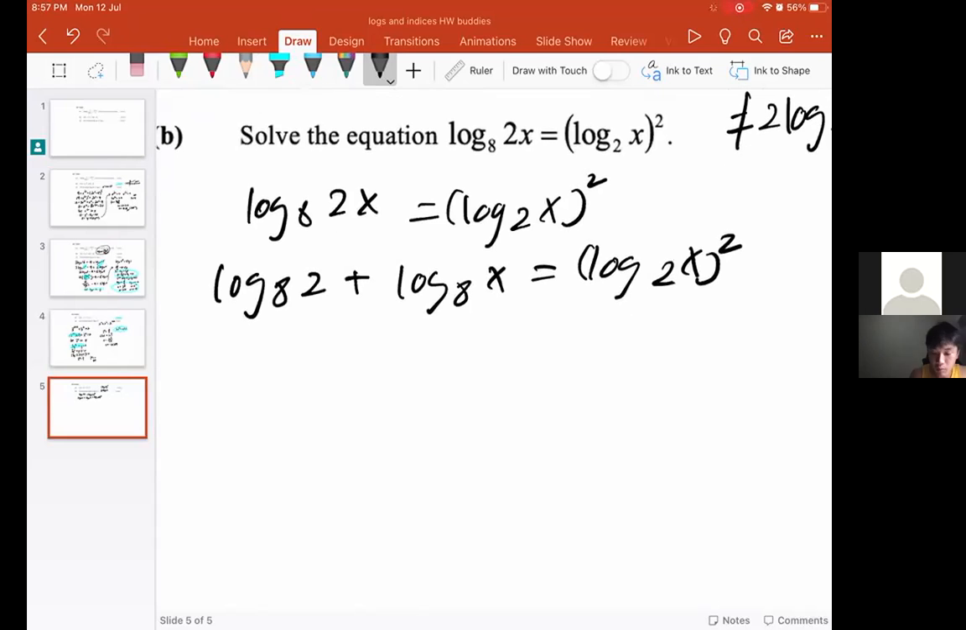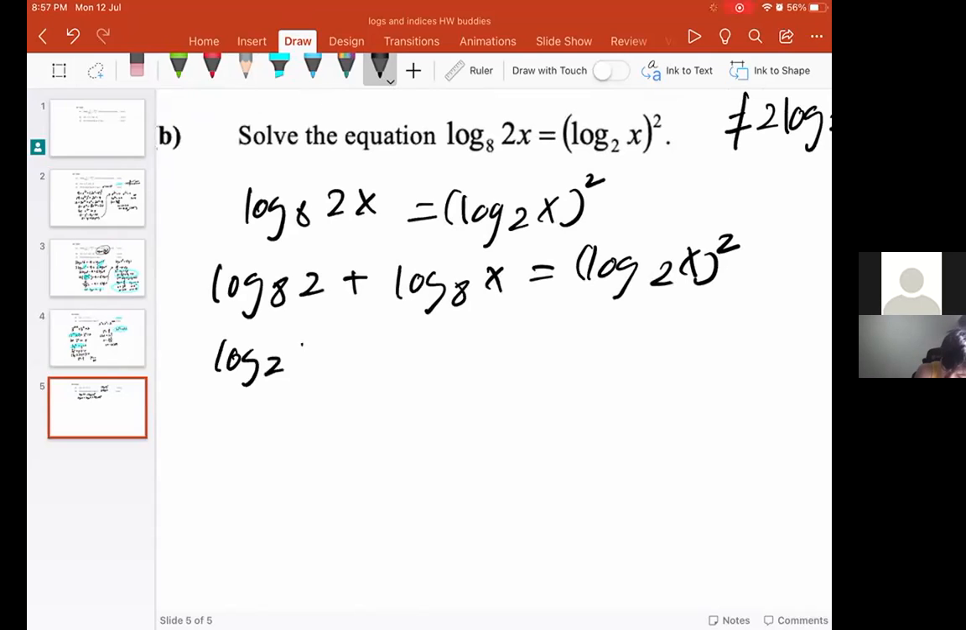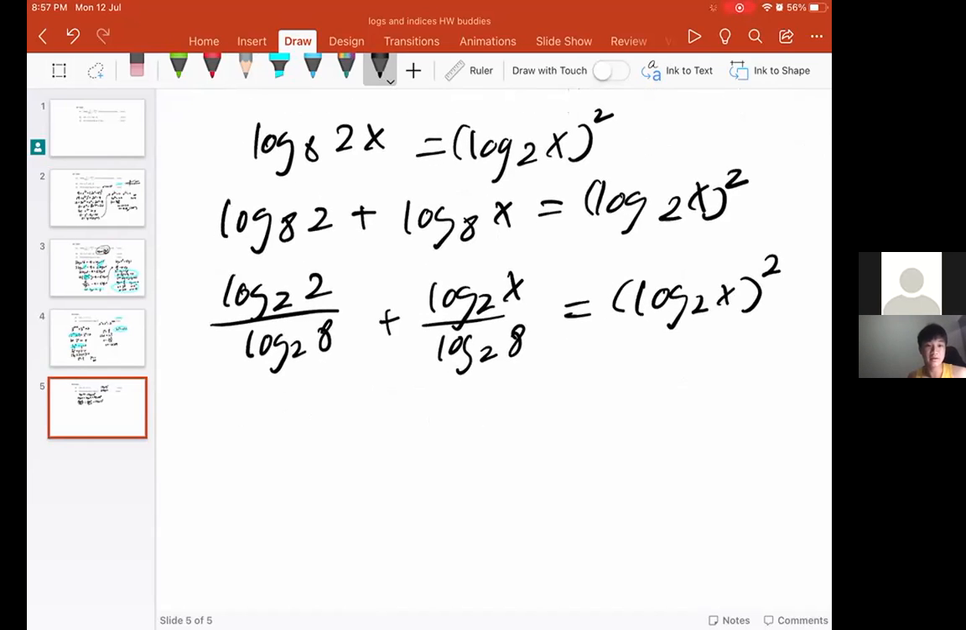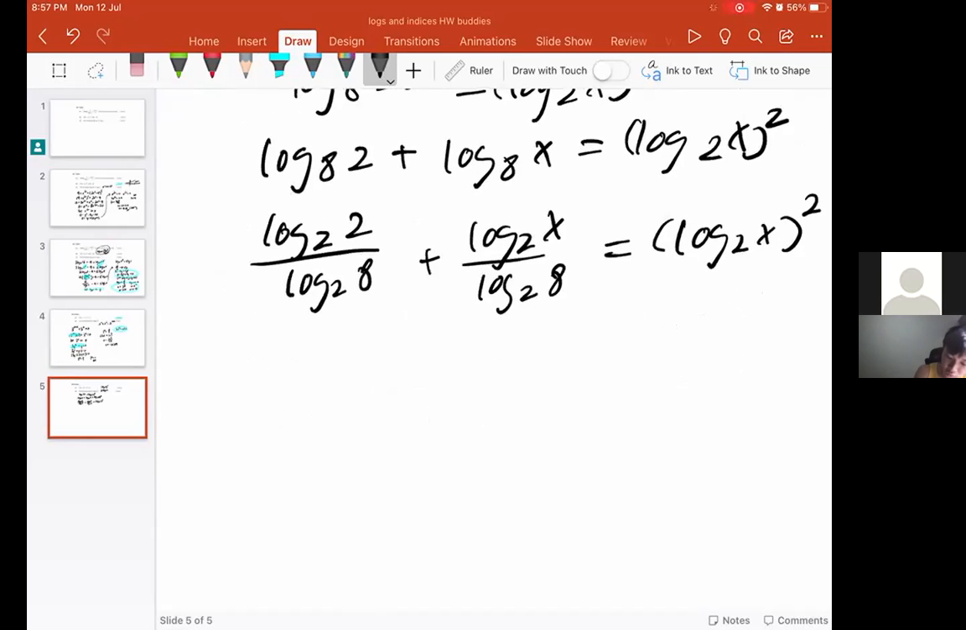Okay, so now what we want to do is change the base to base 2. That will be advantageous to us because then we can see a similarity and perhaps form a quadratic equation with log 2x. So we have log 2 of 2 over log 2 of 8, plus log 2 of x over log 2 of 8. Remember, big one goes on top, small one goes below, equals (log 2x) squared. Now log 2 of 2, same as log 8 of 8, same as log 4 of 4 we saw just now, will be just 1.